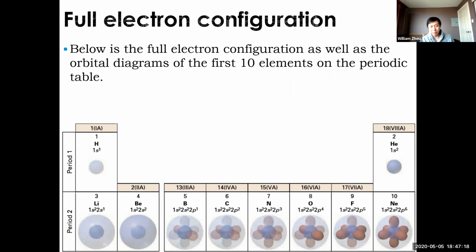You only start to double up at oxygen because you have 4 electrons in p. You've got to pair up one of them, so one of the lobes is darker. And then you have fluorine, and finally neon. Neon has a full electron configuration.